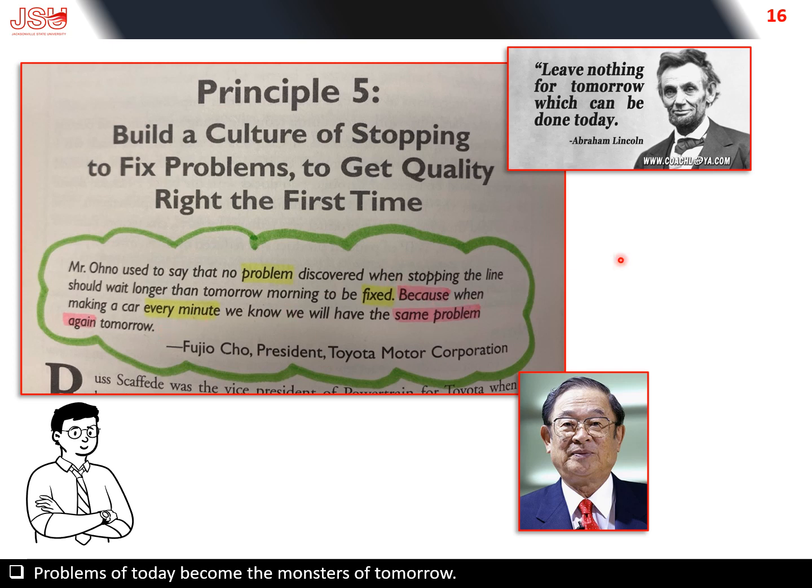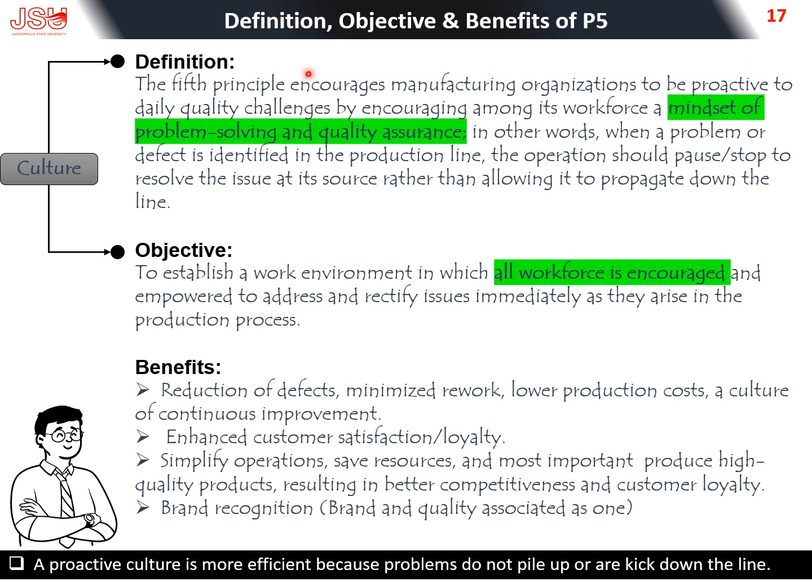In other words, as Abraham Lincoln put it, leave nothing for tomorrow which can be done today. These two statements give us an insight of what Principle 5 is all about. Problems of today become the monsters of tomorrow. Definition, objective, and benefits of Principle 5.